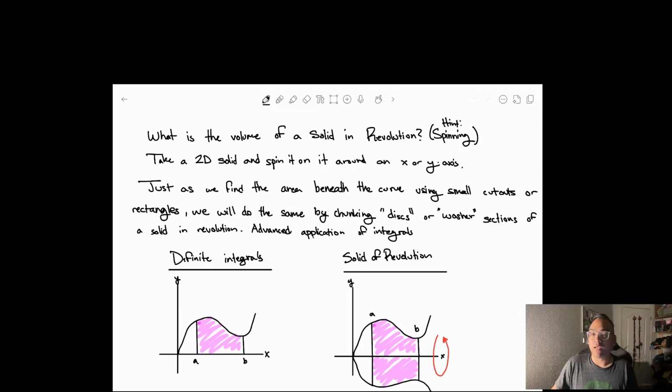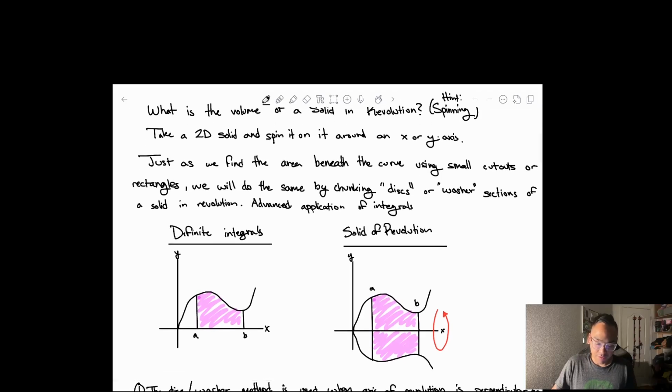In this project, we're going to examine the volume of a solid of revolution. To give you a hint, it's basically just spinning a two-dimensional region around an axis, either the y-axis or the x-axis.